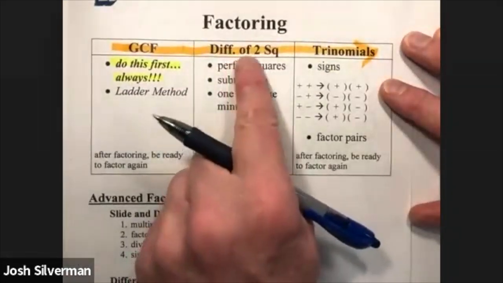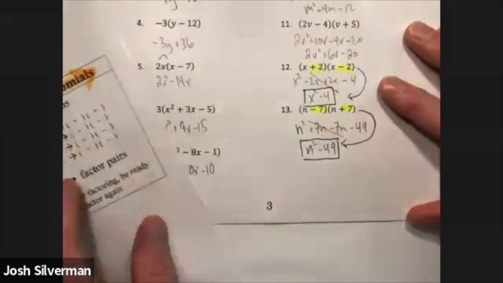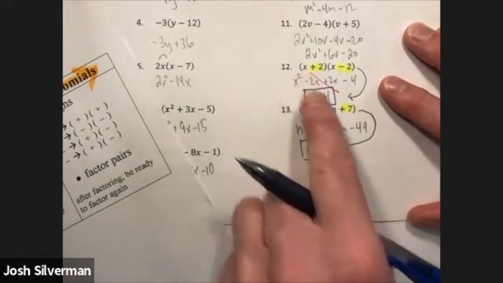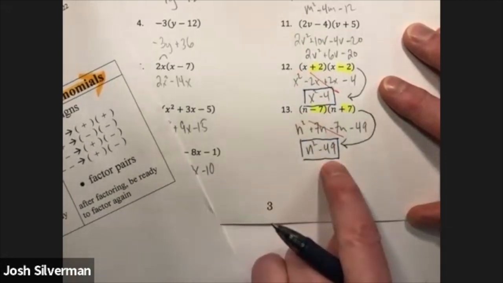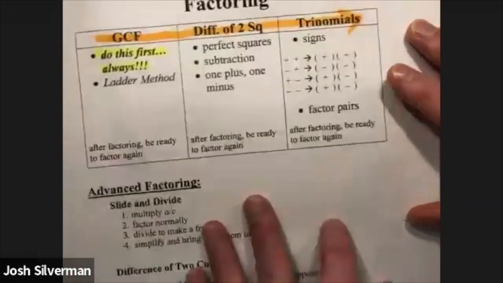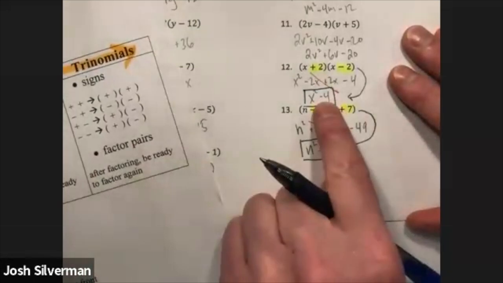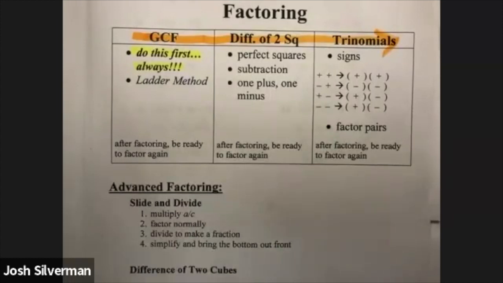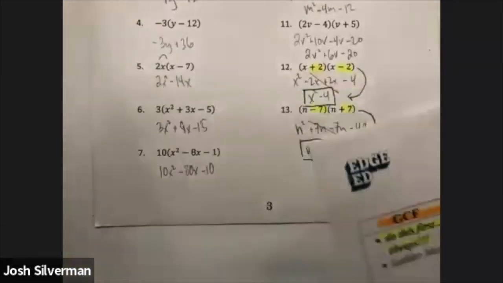It's got 1, 2 things. It's got perfect squares. See, both the piece on the left and the piece on the right, we could nicely and neatly take the square root of. What is the square root of x squared? It's x. What is the square root of 4? It's 2. What is the square root of n squared? It's n. What is the square root of 49? It's 7. So you got two things. Both of them are perfect squares, and there's a subtraction between them. Now, when you factor a difference of two squares, you're going to end up with 1 plus and 1 minus.